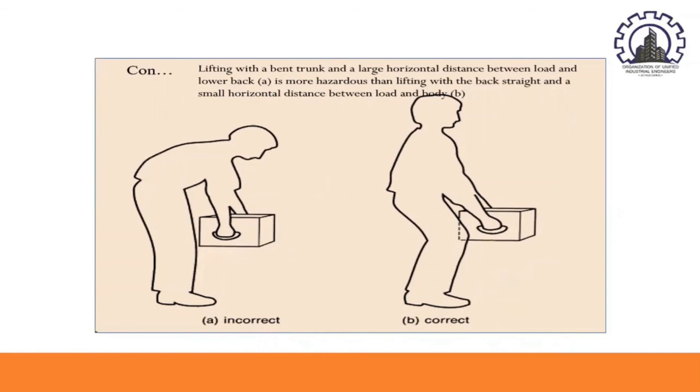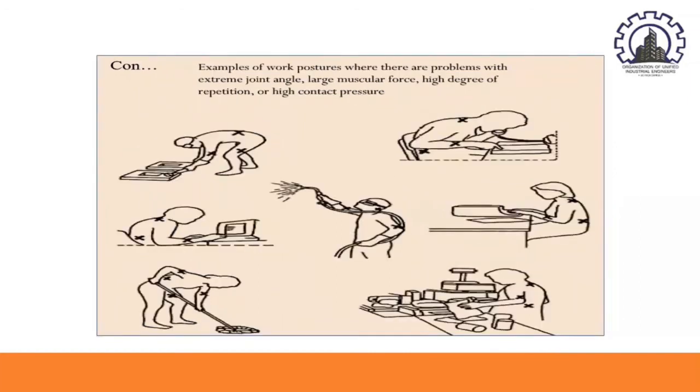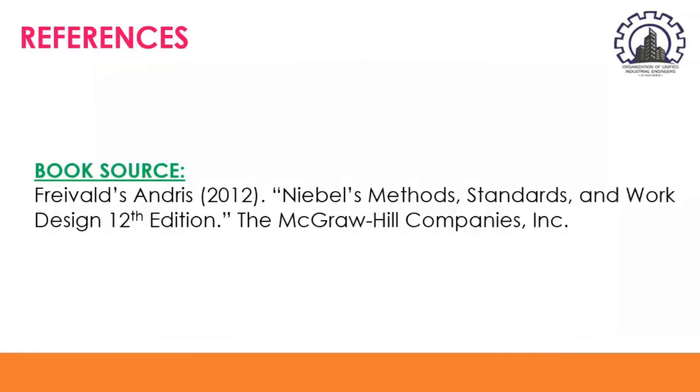Next, picture A is incorrect and picture B is correct. Lifting with a bent trunk and a large horizontal distance between load and lower back, as in picture A, is more hazardous than lifting with the back straight and a small horizontal distance between load and body. We have also other examples of work postures where there are problems with extreme joint angle, large muscular force, high degree of repetition, or high contact pressure.